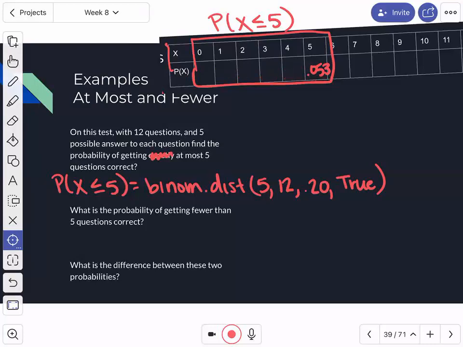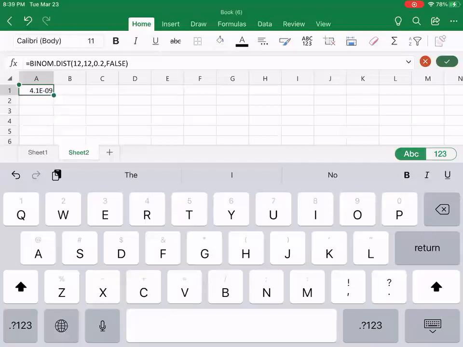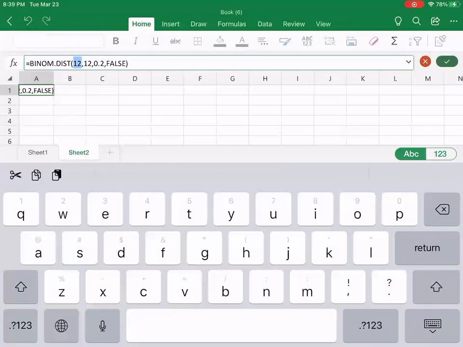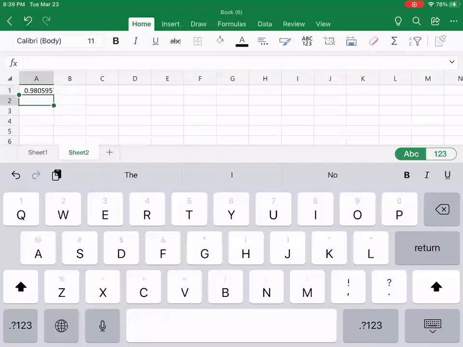So when I go back into Excel this time, I'm going to change this to a 5 in the front. That's where I'm going to stop at. I'm going to change this back here to true. And here's the probability of getting at most 5 correct. This is at most 5. 0.981.